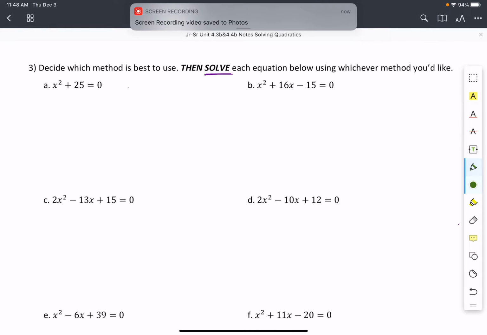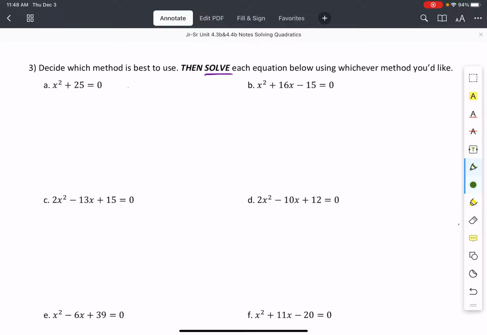Okay, which method is the easiest one? Take square roots because there's no b. So take square roots.